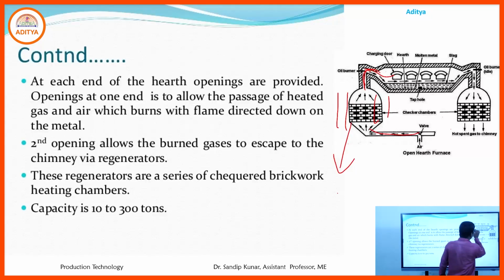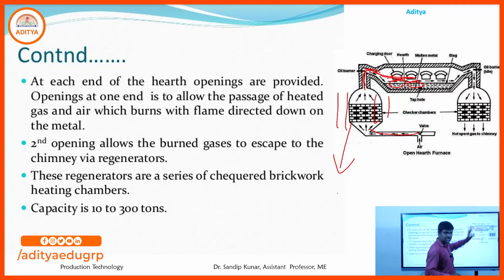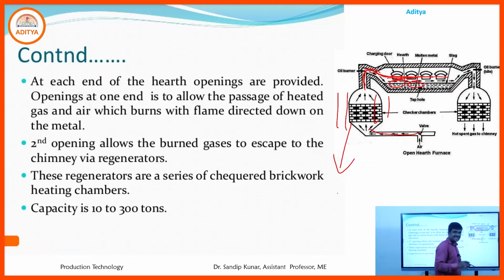Then when it passes through that chamber, the metal scrap is there, which is put in through the charging door. With the continuous flow of preheated air and preheated fuel gas, the temperature of that metal scrap increases, and due to the increase in heat, the metal scrap starts to melt and is then converted into molten metal.